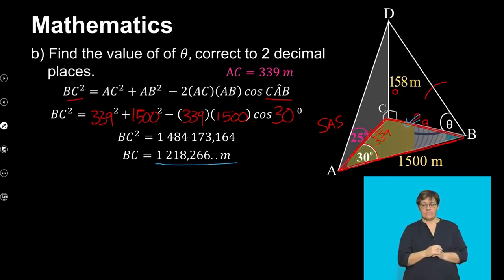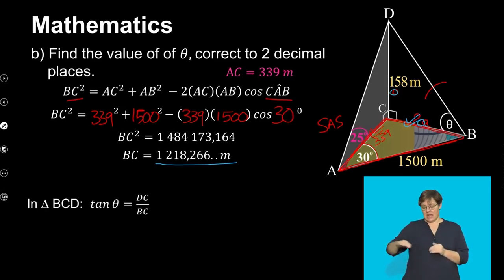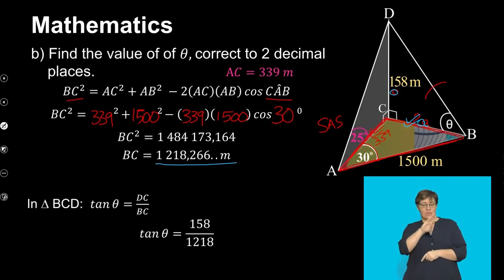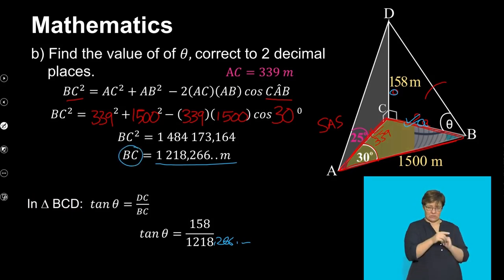Okay, so we're going to use tan because we've got opposite over adjacent. So we're going to say tan of theta is equal to DC over BC. So it's going to equal 158 over this, not 128, actually we're going to use 158, over the value that we have stored in our calculator, BC. And we're going to find shift tan of that answer.